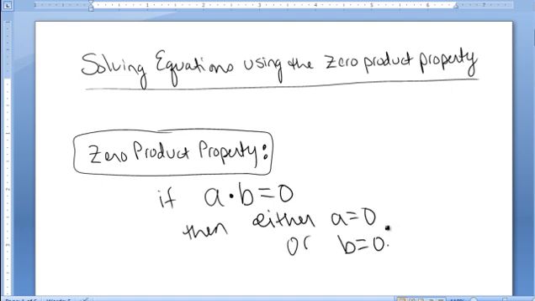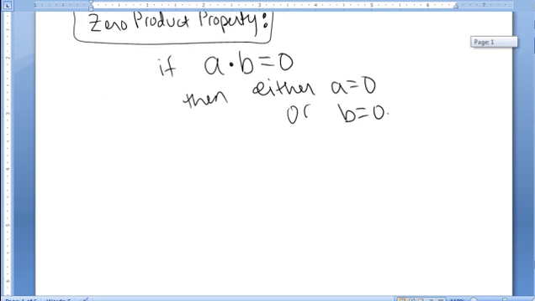This makes a lot of sense, thinking about some unknown number a times some unknown number b equaling 0. The only way that could happen is if one of them is 0, or both of them could be 0. But we know for sure at least one of them is 0. This simple property allows us to solve a lot of different sorts of equations. Let's take a look.